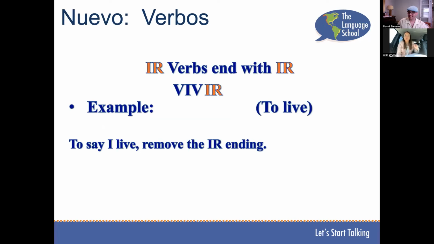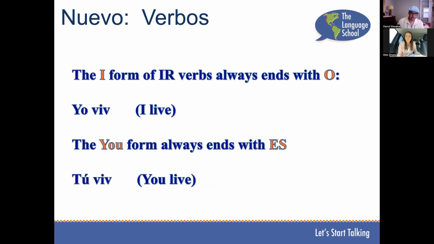Okay, so our last category of regular verbs is what we call an IR verb because it ends with IR. So the verb vivir means to live. Again, that IR ending is like saying "to" right before the verb in English. So if you want to change that over from "to live" to "I live," we start by removing the IR ending and we get our base. VIV is the base. Next, we're going to add back O to say I, yo vivo. We're going to add back ES to say you. Tú vives, you live. Okay, so for the most part, ER and IR verbs work the same way.